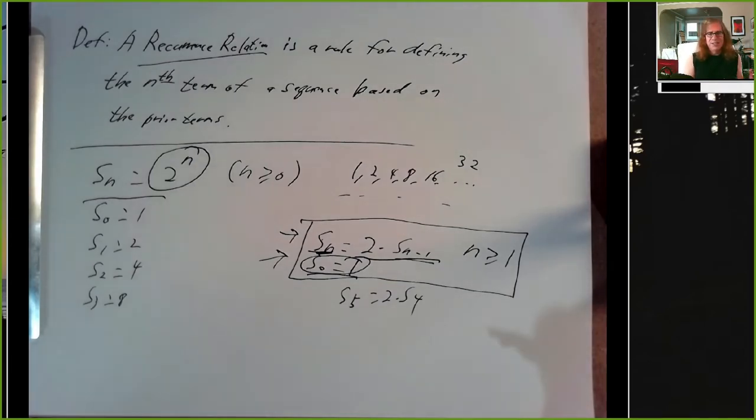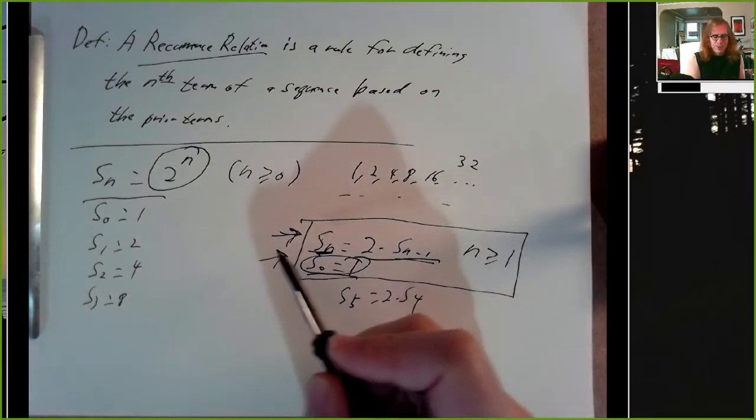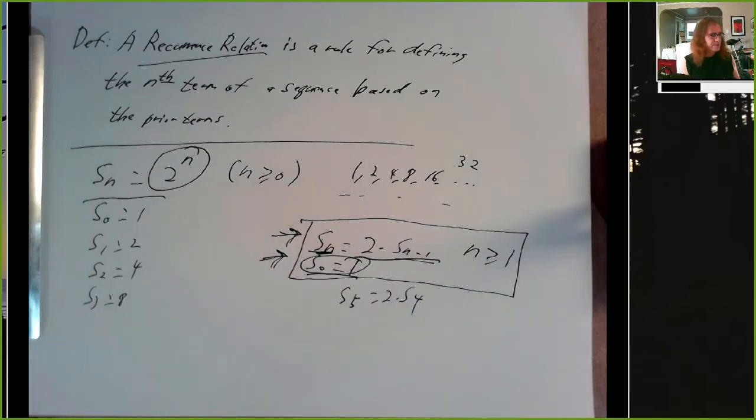And this ties into recursive programming. We can write a function that works like this, but we always have to have a base case in there. So let's spin out some code here.